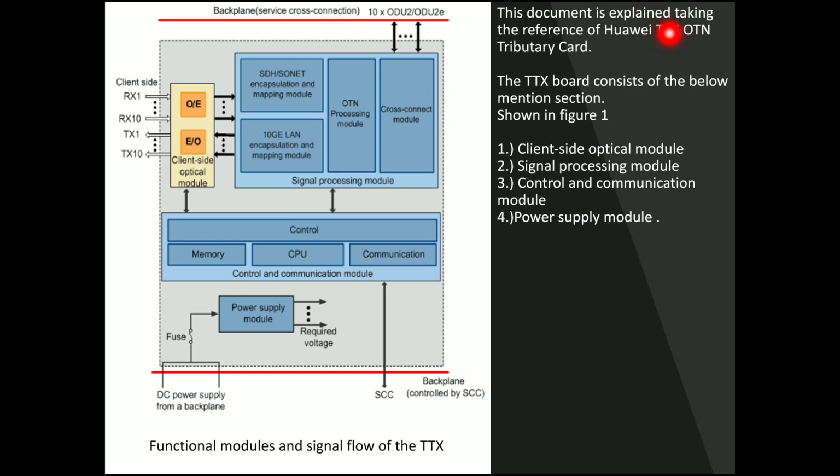This document is explained taking the reference of the Huawei TTX OTN Tributary Card. TTX is the Huawei OTN Tributary Card. This TTX card consists of the following modules. First one is the client side optical module, signal processing, control and communication, and power supply module. In the figure on the left hand side you can see this is the client side optical module, this is the signal processing module, this is the control and communication module, and this is the power supply module. We'll discuss all these modules in detail in the next slide.